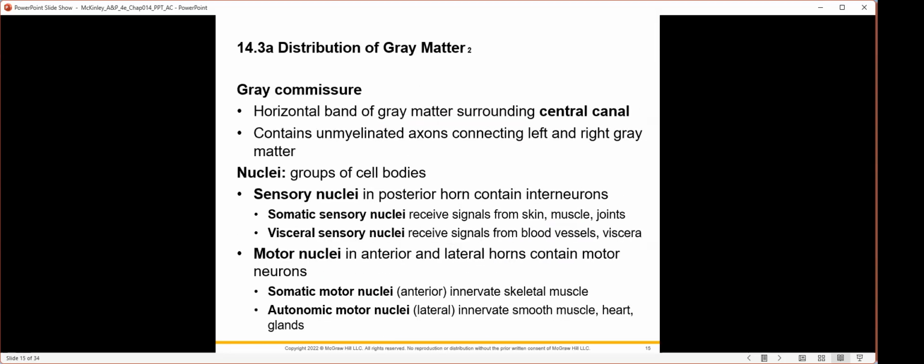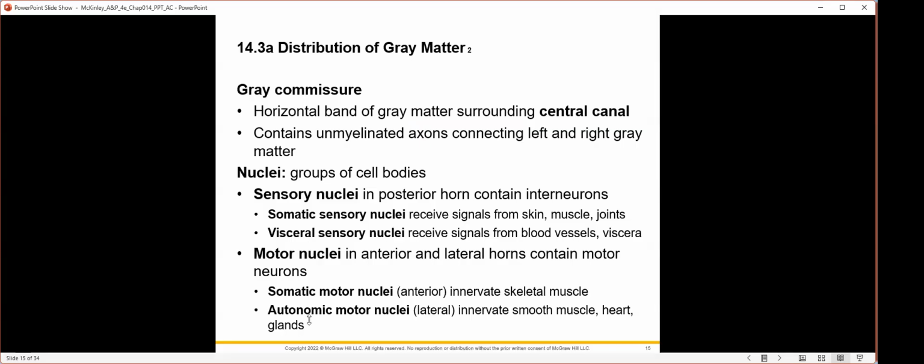In between all of these horns is an area called gray commissure, which surrounds the central canal, which is a hole in the middle of the spinal cord, allowing cerebral spinal fluid to flow through. As far as these nuclei or group cell bodies go, again, I just want you to associate them with a horn. Sensory nuclei or sensory neurons are in the posterior horn. Motor nuclei or motor neurons are found in the anterior and lateral horns.